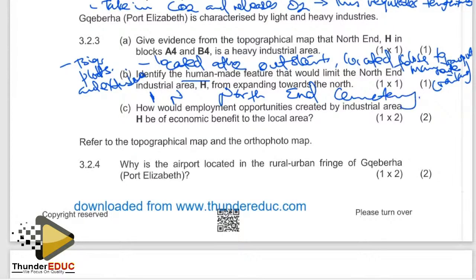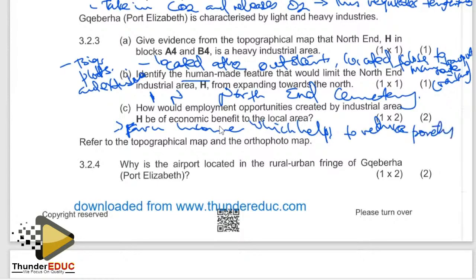Okay. The next question that we have here is, how would employment opportunities created by the industrial area 8 be economic benefit to the people? It will be of economic benefit to the people because as people are employed, they earn income, which helps to reduce poverty, okay, and improving standards of living.